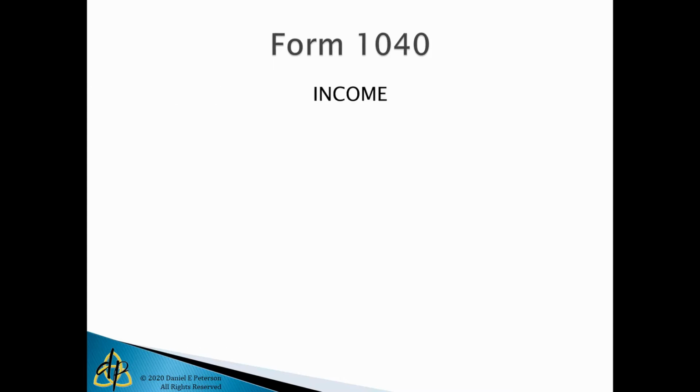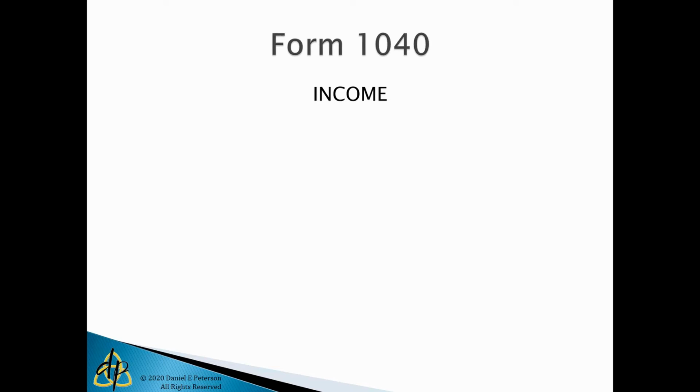It starts at the top of the page showing all of your sources of income. These will be your W-2 wages, your interest income, your dividend income, your IRA distributions, your pension distributions, your Social Security income, unemployment income, gambling income. There are a lot of different sources of income. All of those result in a number called total income.